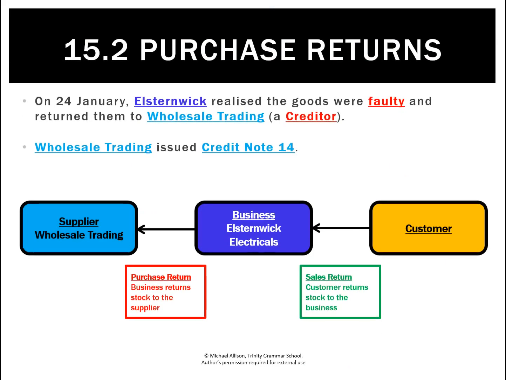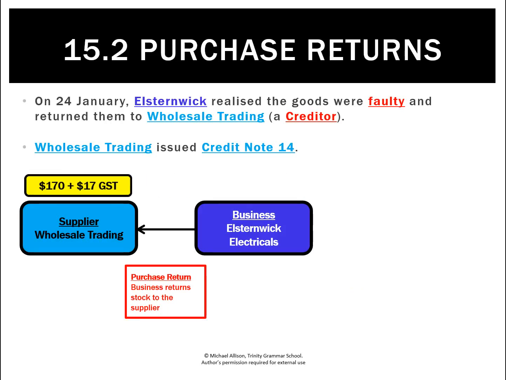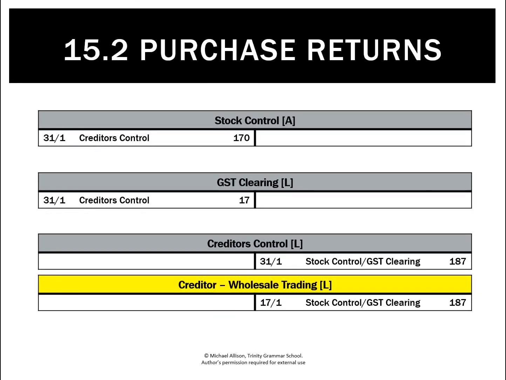So let's say these goods were returned. They've been returned by us to Wholesale Trading. So what that means is that is not a sales return from our perspective, but that is going to be a purchase return. Well, what we're going to need to do is undo the transaction that you can see on the screen. So we've got the stock, we will charge GST, we owe the creditor money, but now that the goods have been returned, we need to undo all of these things.